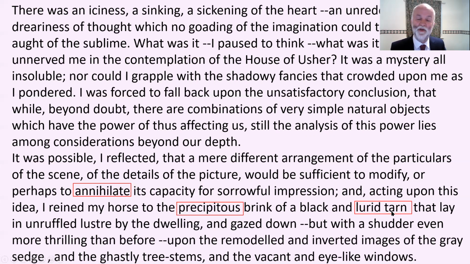Down to the black and lurid tarn. A tarn is a small lake, a pond that's in front of the house. Lurid means it's evocative, it brings up emotions, negative emotions. Sedge is a kind of reed-like grass that grows at the side of ponds, in bogs.